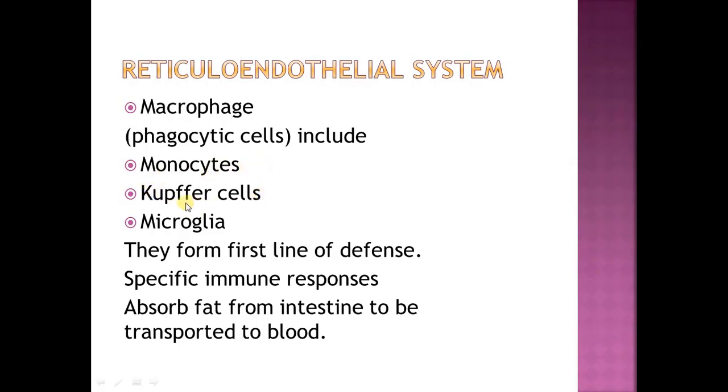Kupffer cells in the liver perform this function. Histiocytes which are present in the connective tissue perform this function. Microglia in the CNS performs the phagocytic function in the central nervous system. They form the scar tissue. They are all the first line of defense because they go and directly attack the antigens. Specific immune responses they produce, and naturally they are also responsible for absorbing fat from the intestine to be transported to the blood.